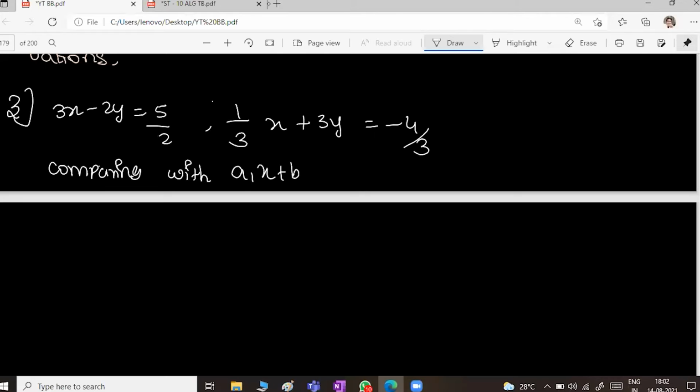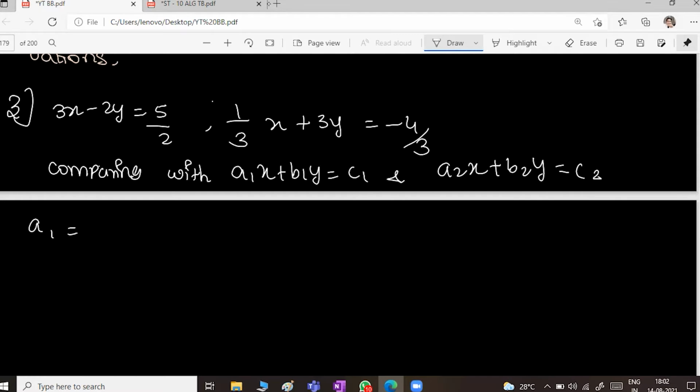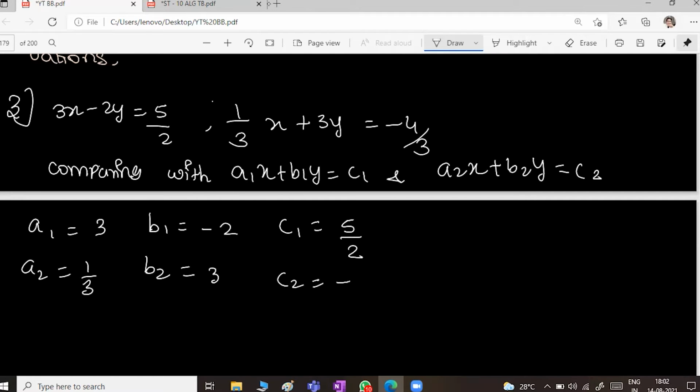Comparing with a1x plus b1y is equal to c1 and a2x plus b2y is equal to c2. So what will I get? a1 is equal to 3, b1 is equal to minus 2 and c1 is equal to 5 upon 2. Now here 1/3 x: what is a2? 1/3. What is b2? 3. And what is c2? Minus 4/3.